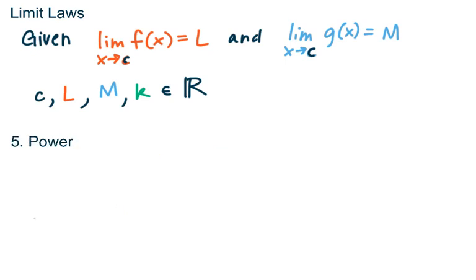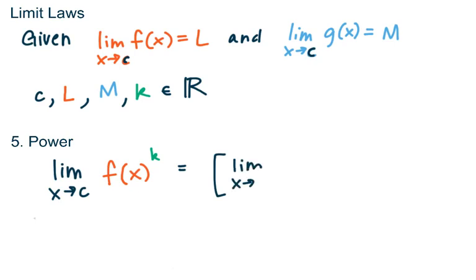We have our power rule. The power rule says that the limit as x approaches c of some function raised to a power, potentially k, that's the same as the limit of the function, all of that raised to the power. So in this case, we would get L to the k. And this is very similar to our root law.